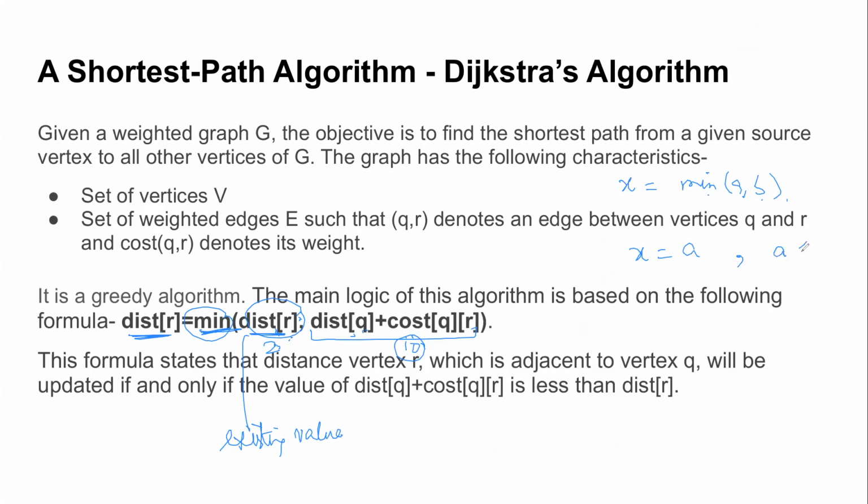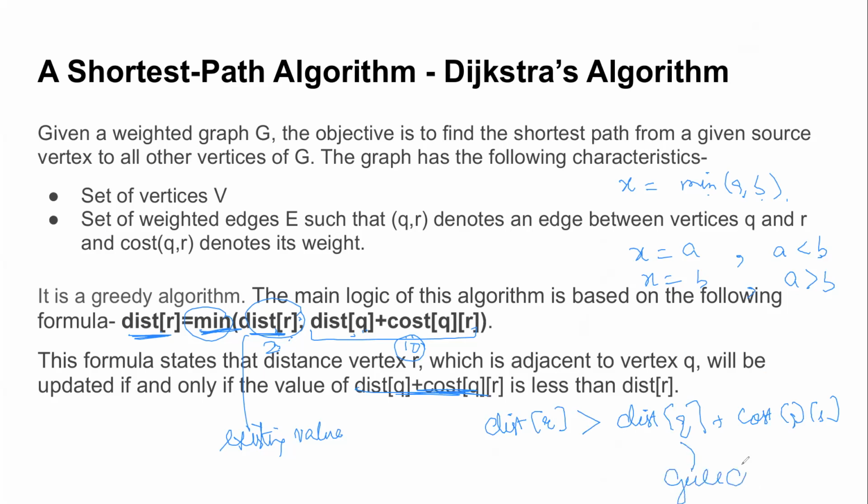If a is less than b, right? And x will be equal to b if a is greater than b. So exactly, only in the situation when the distance of R is greater than the distance of Q plus the edge weight of Q and R combined, only then will this be updated. Otherwise, it won't be. So here you can see why Dijkstra's algorithm is a greedy algorithm. It is going to take a new route only if it satisfies a greedy condition, if it gives you the least weight.